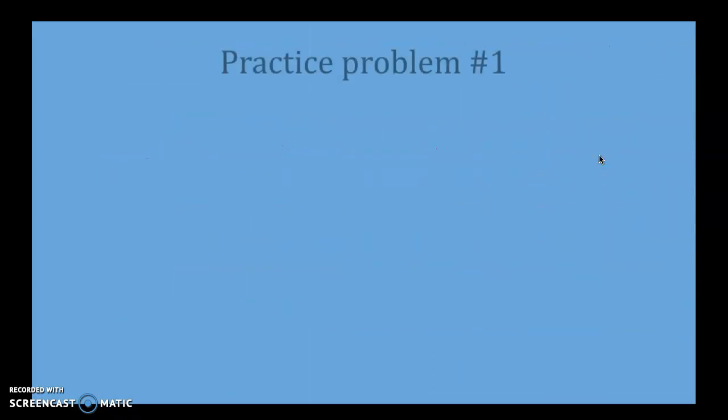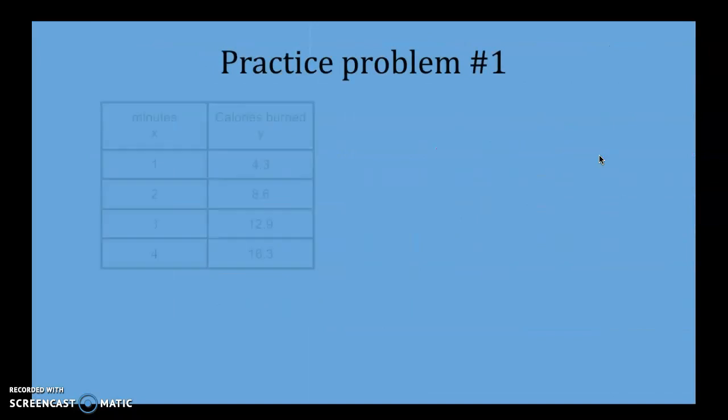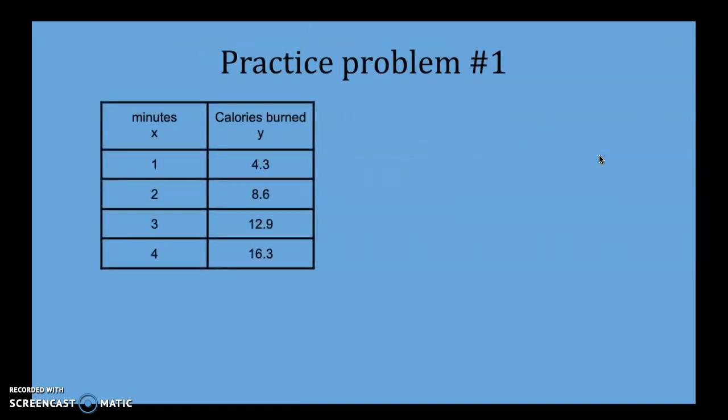All right, let's go to practice problem number 1. I need to speed up before I run out of time. So here we have minutes and calories burned. Okay, we want to figure out our slope. It's that change in y values over the change in x.